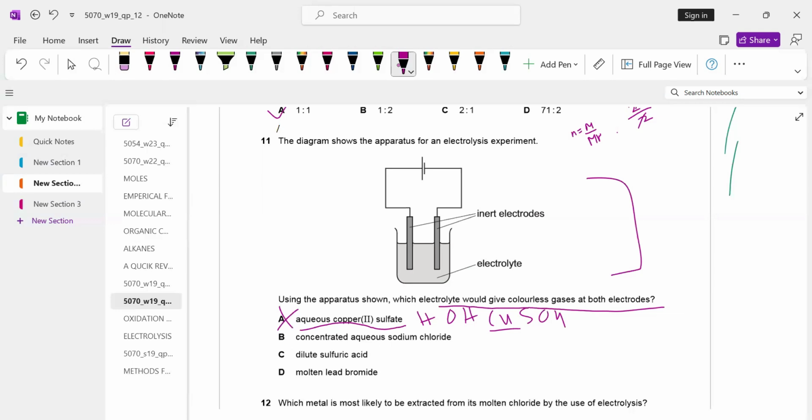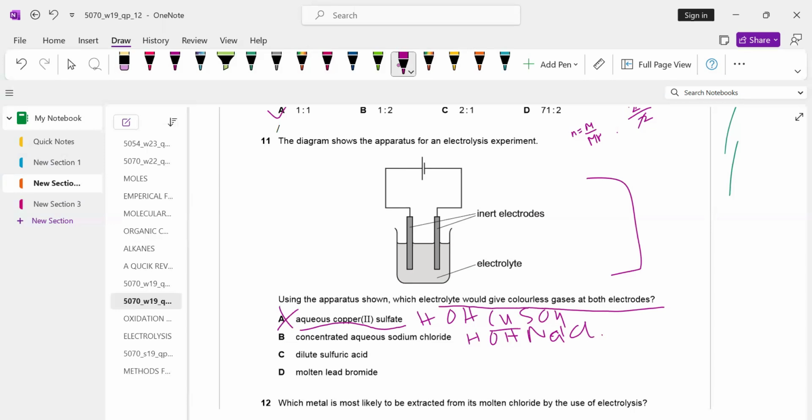Option B, concentrated aqueous sodium chloride. It contains H, OH, Na, and Cl. So the chlorine will go to the anode this time. Chlorine has color and produces yellow fumes, so the gas is not colorless.